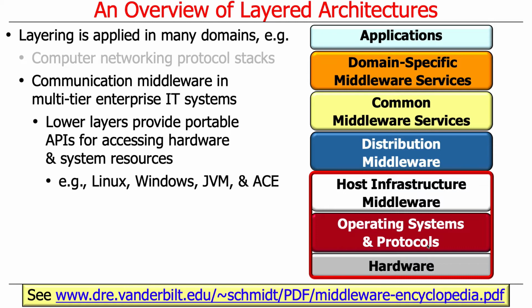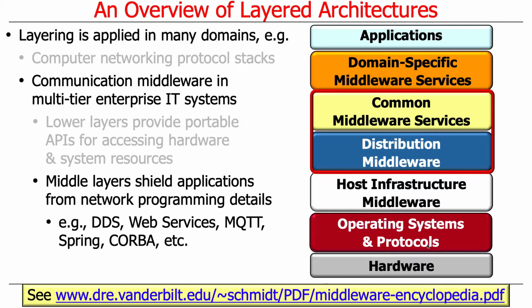Another piece of the stack here is something that's called distribution middleware. And that basically shields the applications from the details of network programming. So if you write code that has to run across a network, you have to deal with all kinds of things related to connection management, data transfer, multi-threading, dealing with these issues of endianness, trying to deal with differences in hardware, just demultiplexing. There's a whole bunch of things that you have to deal with. And these middleware services hide all that from you.